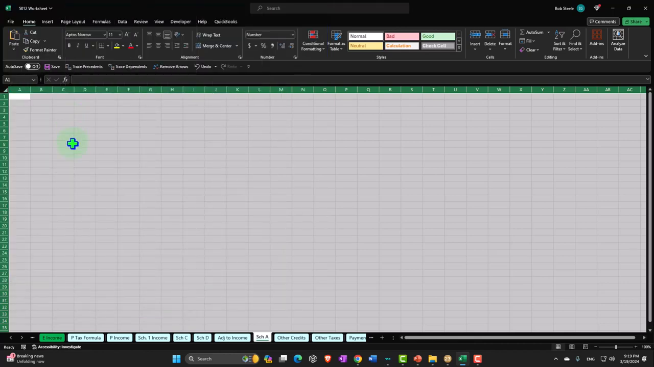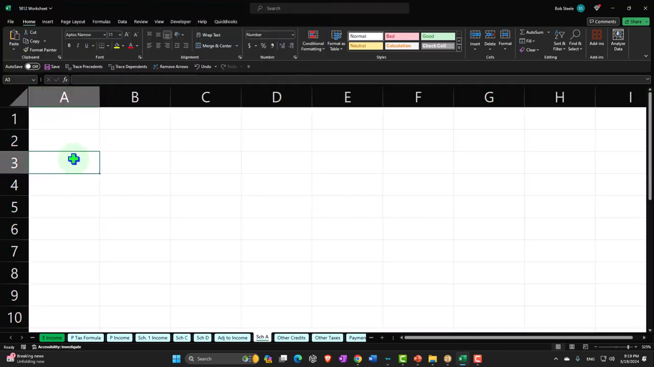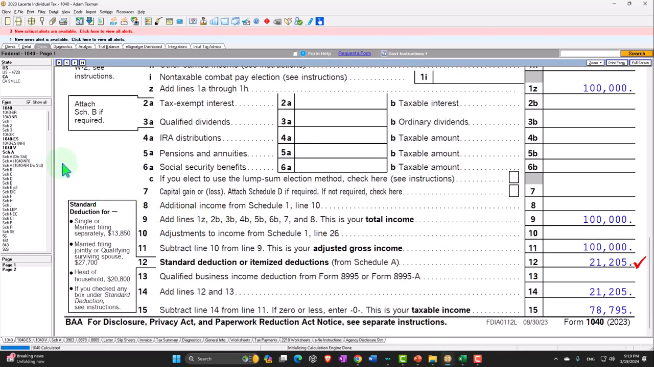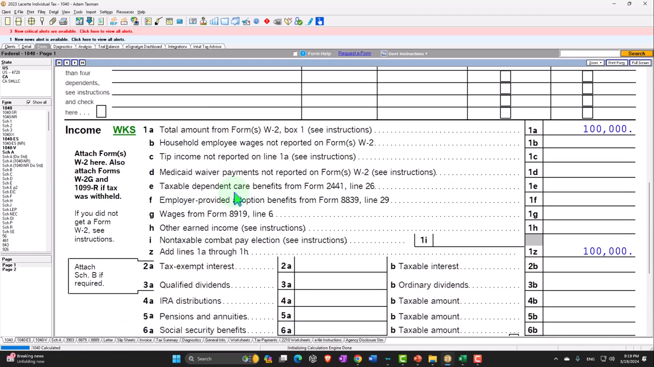Okay. I'm going to zoom in. So this is going to be our Schedule A. And then we could put in the categories. I could just generally put in the categories now. So let's go to our Schedule A here.